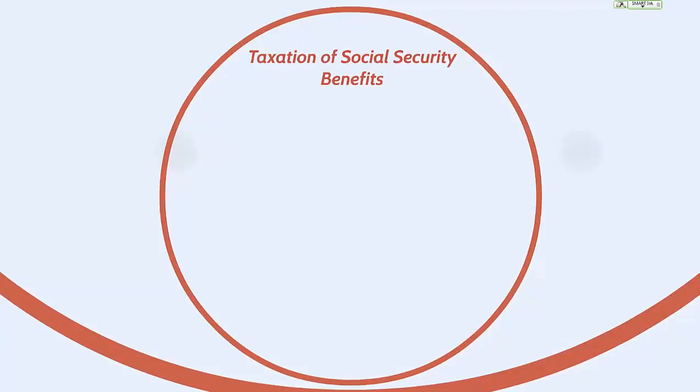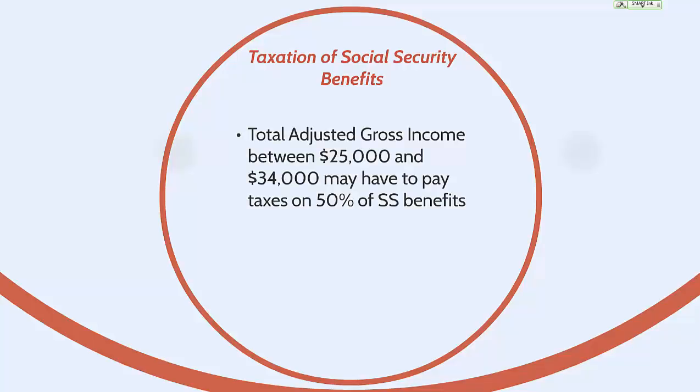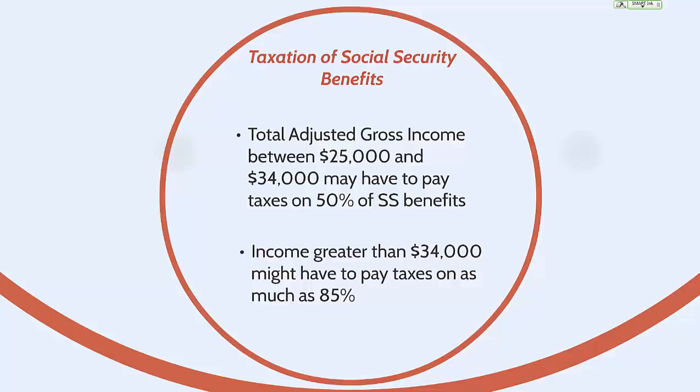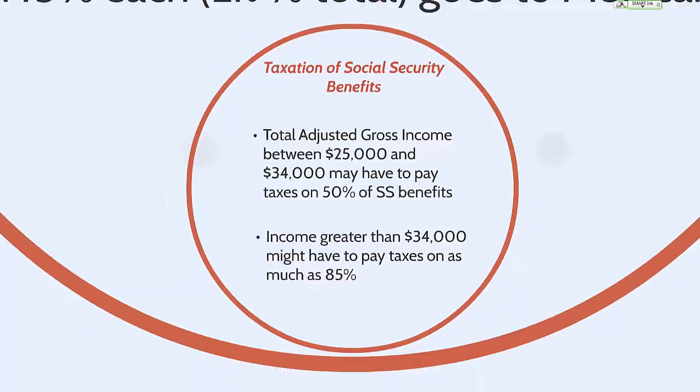Now let's look at how Social Security benefits are taxed, if at all, when received. If your total adjusted gross income when you're retired, or in other words receiving Social Security benefits, is between $25,000 and $34,000, you may have to pay taxes on 50% of Social Security benefits. Or if your income is greater than $34,000 and you're receiving Social Security, you might have to pay taxes on as much as 85% of those Social Security benefits. Note that this is for someone filing single. The numbers are a bit higher for married couples filing joint.